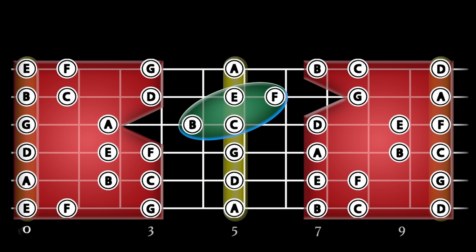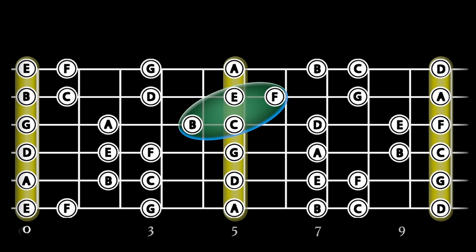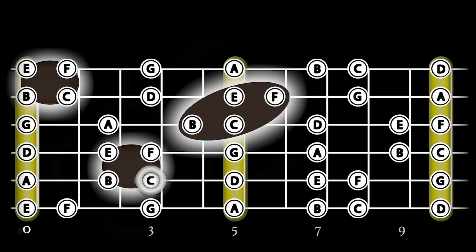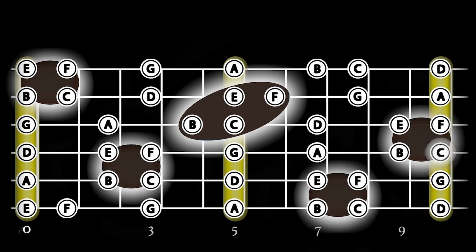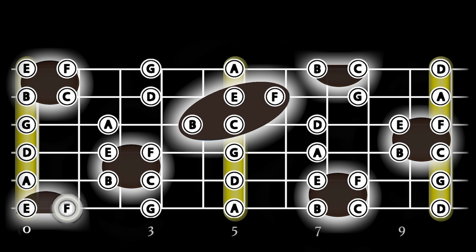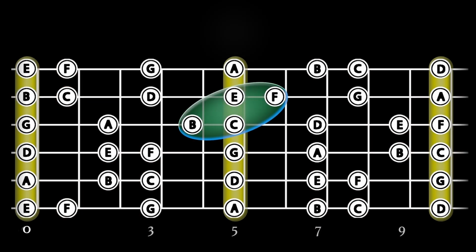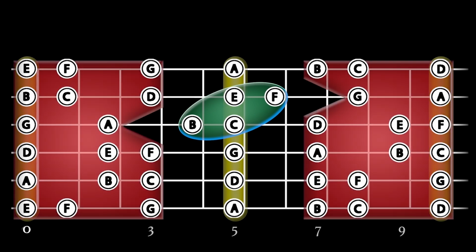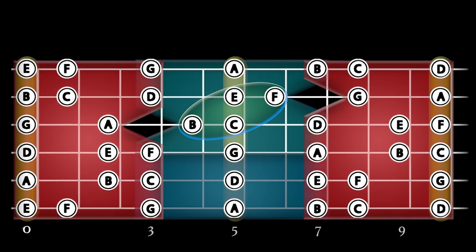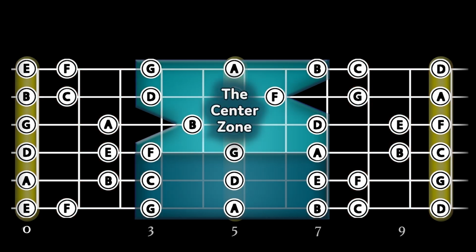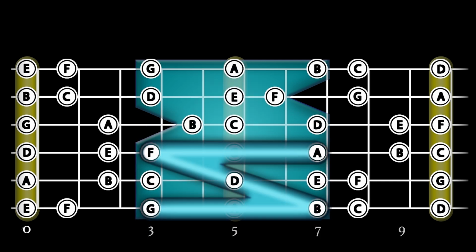In the center position, we see a unique elliptically shaped half-step cluster, which is one of 5 half-step clusters, along with 2 semi-clusters. Now that we've gotten a glimpse of some of the patterns that can be found by starting at the center and moving outward, let's return our attention to the center zone. And this time, rather than playing scales, let's look at some arpeggios.